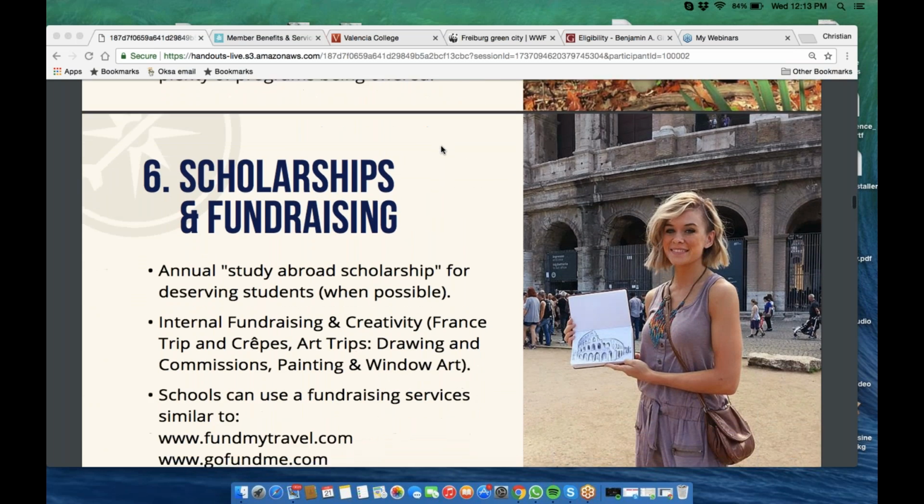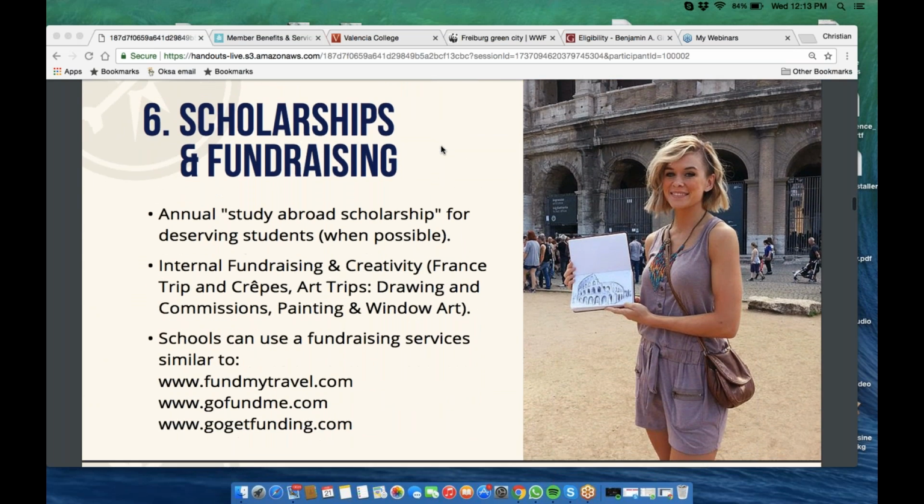Scholarships and fundraising. If possible, if you have any type of funding that's available from the foundation of your school or from any other sources, please utilize those. I'm going to talk about a couple different things here. Internal fundraising, using your creativity.